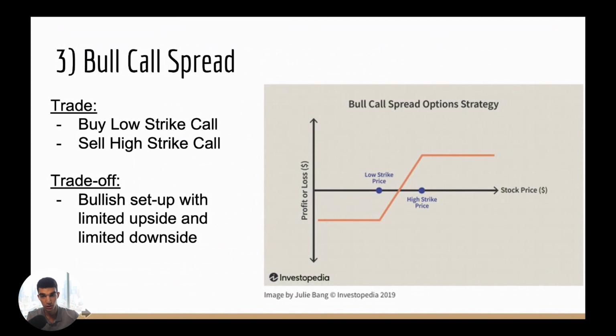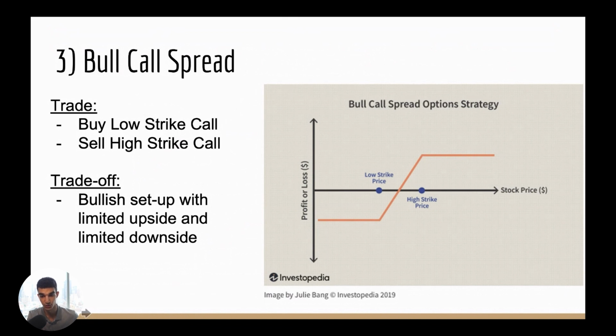Now, the bull call spread strategy. This one combines two call options. You are buying a low strike call, so you are buying a call option with this strike, and you are selling a call option with this strike. So your long call option on the low strike starts here, and then when the price is above the strike, you will start making money.